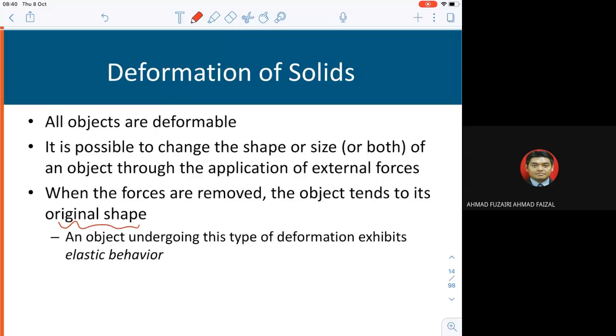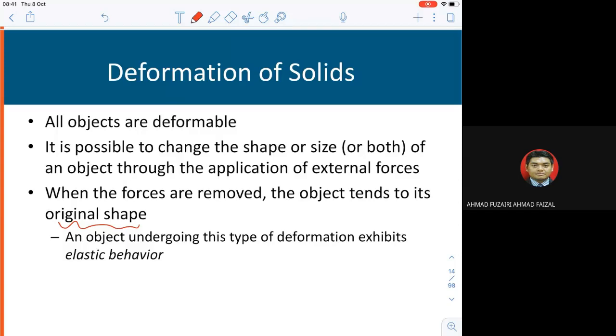I want to emphasize the deformations of solids. Let me start from there because of the word deformable. All objects are deformable, meaning they can change shape. Change shape, and in what way?